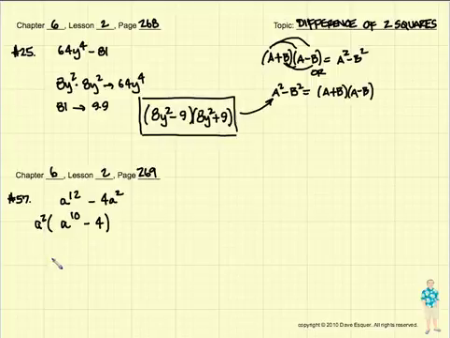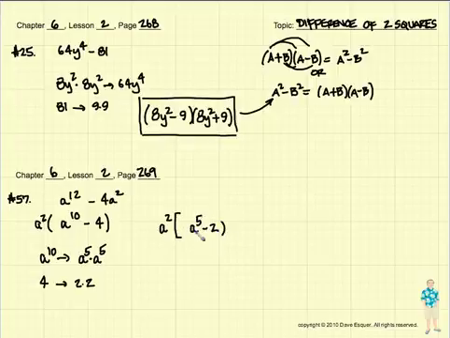So let's ignore the a squared for just a second. A to the 10th, I wonder if that's a difference of two squares. Yeah, it looks like a to the 5th times a to the 5th. And 4, obviously, becomes 2 times 2. And we have that minus sign in between. So it looks like the factors for this turn out to be, don't forget the a squared, and we're going to do a to the 5th minus 2 times a to the 5th plus 2.